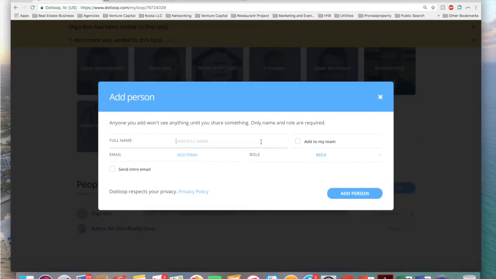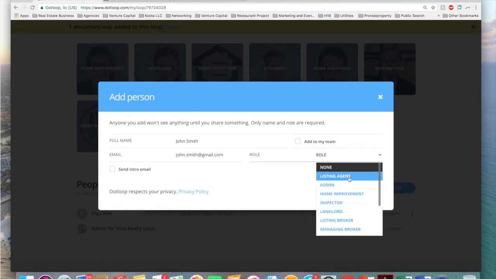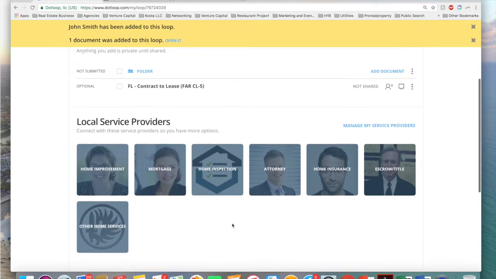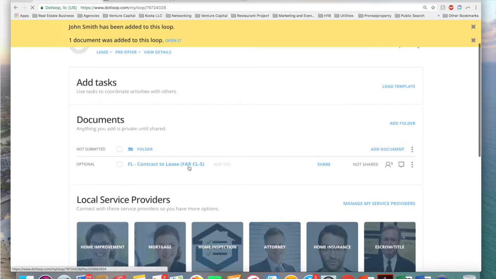Then let's add our tenants. Let's say it will be John Smith, and email is John Smith at gmail.com. Role, tenant, add person. So now we have two persons in the file, and we go back to our contract to lease. Let's open it up.